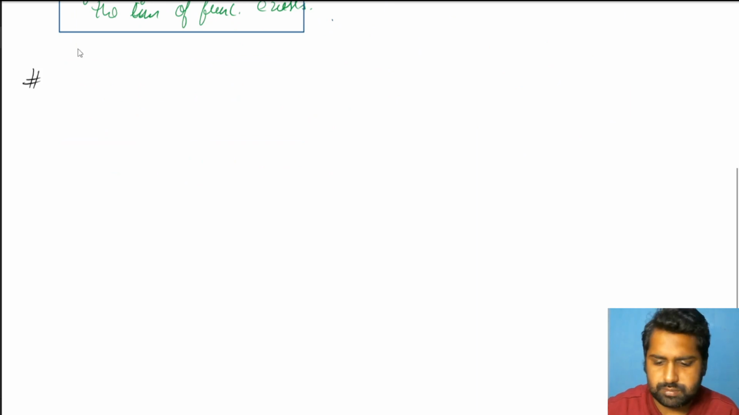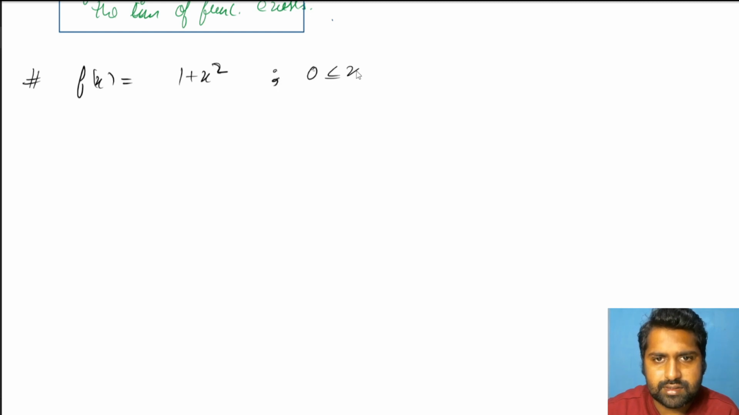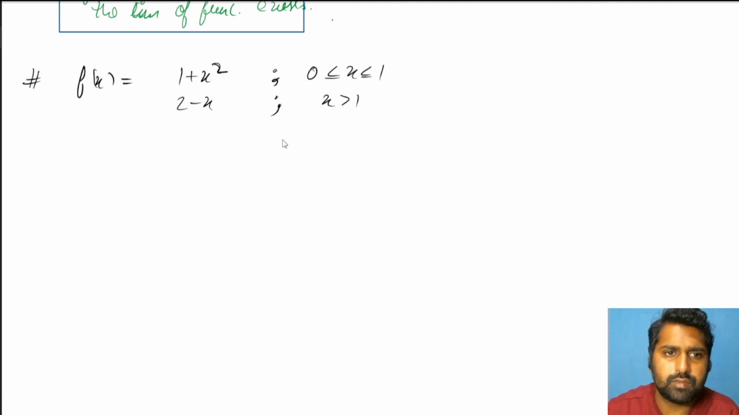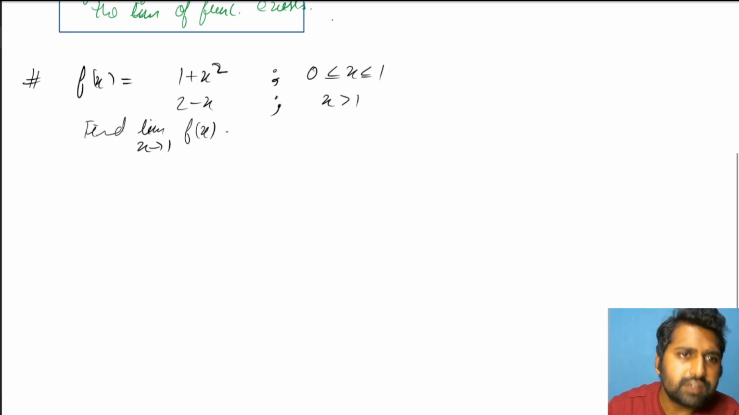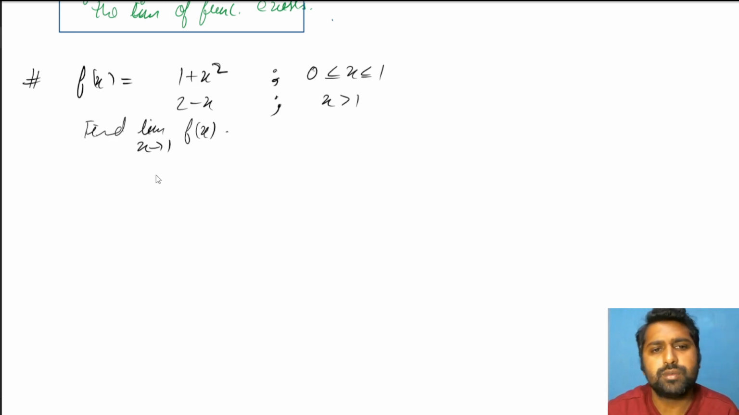look at this question. Your function f(x) is 1 plus x square if x is greater than 0 and less than or equal to 1, and it is 2 minus x if x is greater than 1. You have to find the limit as x tends to 1 of f(x). Now first of all, in order to find the value of the limit, first LHL and RHL should be equal.